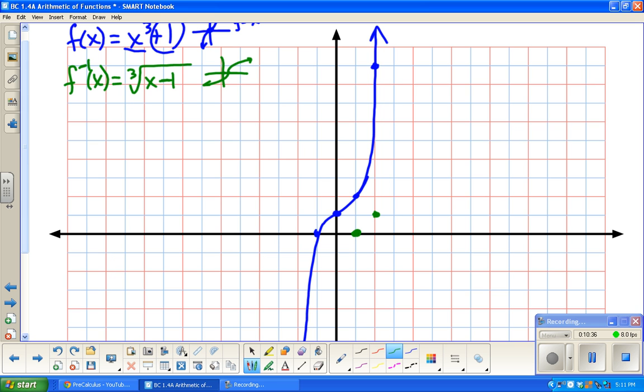So for instance, if I put in 2, 2 minus 1 is 1, and the cube root of 1 is 1. If I put in 0, 0 minus 1 is negative 1, and the cube root of negative 1 is negative 1. Now I'm going to put in a big number because I want this to work a certain way. I know that the cube root of 8 is 2, so if I put in 9, I get 2. So 9, 2.